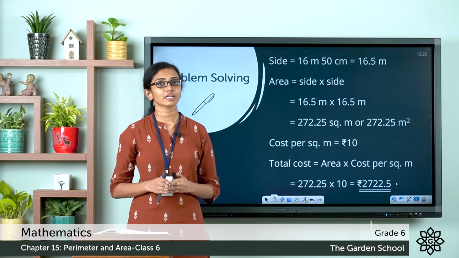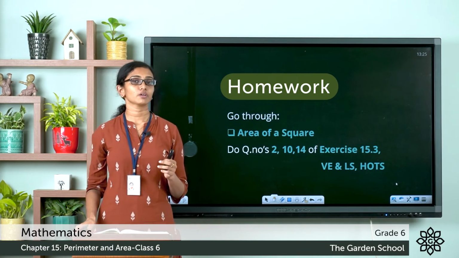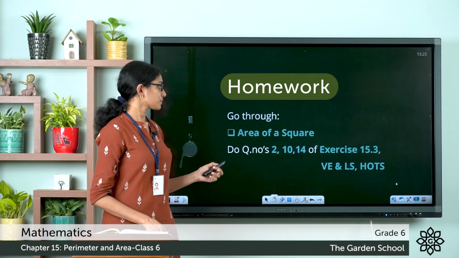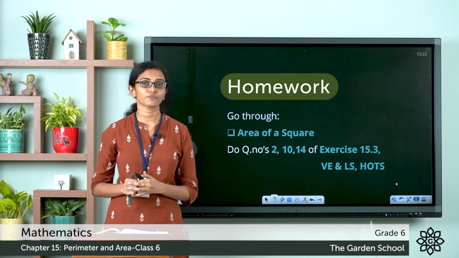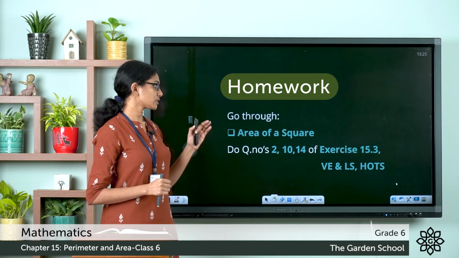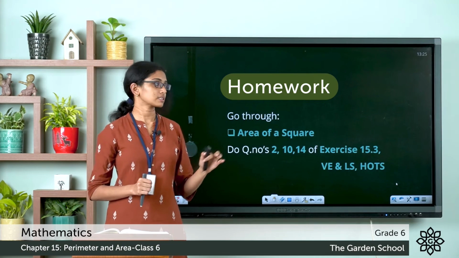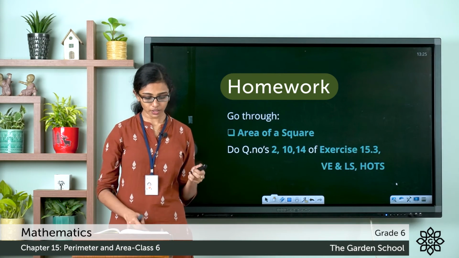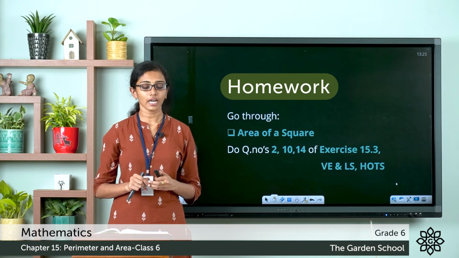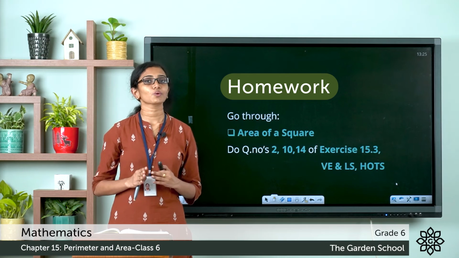Now more examples are given in your textbook. Please go through this topic which is given from page number 225. Then you'll be ready to work out the remaining questions from exercise 15.3. So you have to complete question number 2, question number 10 and question number 14 of exercise 15.3. And after the exercise, on the next page, that is page number 228, a question is given related to value education and life skills. Please go through the same and do accordingly.